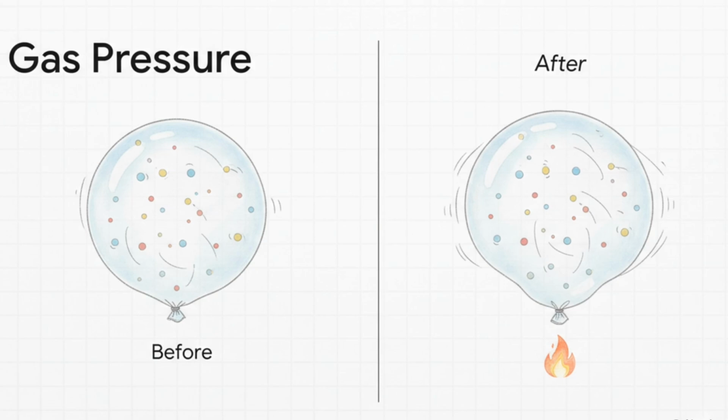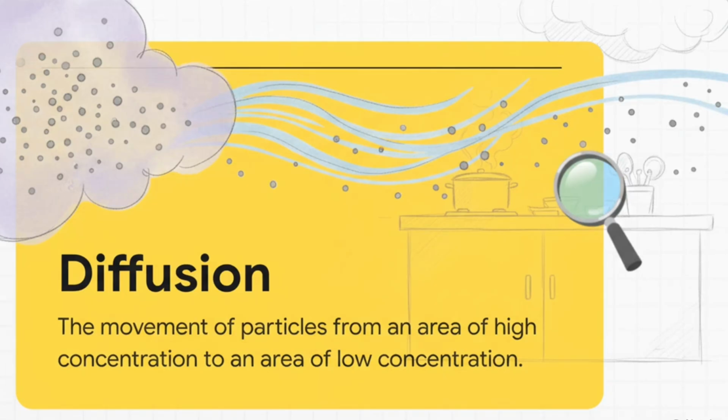Now, if you heat up that balloon, you give the particles more kinetic energy. They start moving faster, hitting the walls more often and with more force, and boom, the pressure goes up. Next up, diffusion. You've definitely experienced this. Diffusion is simply the process where particles spread themselves out. They move from an area where there's a lot of them, a high concentration, to an area where there are fewer of them. It's the reason you can smell cookies baking from the other side of the house. Those smell particles are diffusing through the air to reach you.